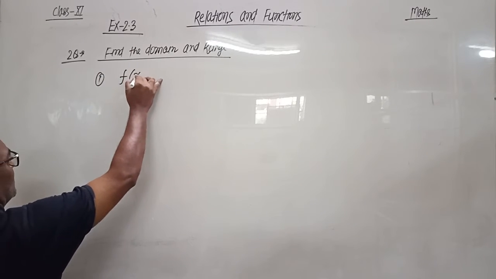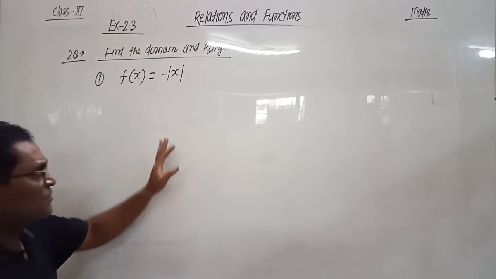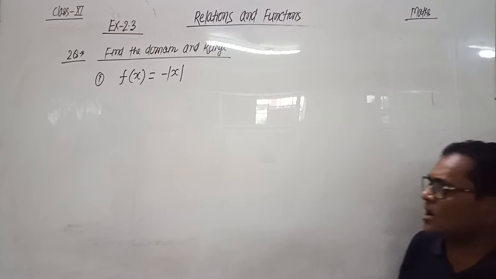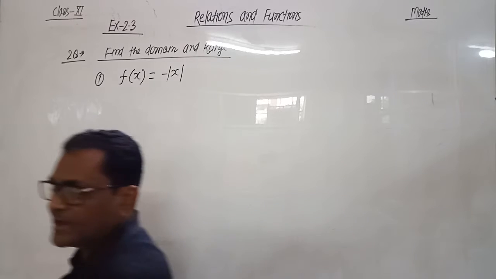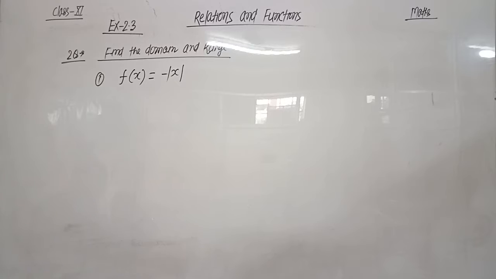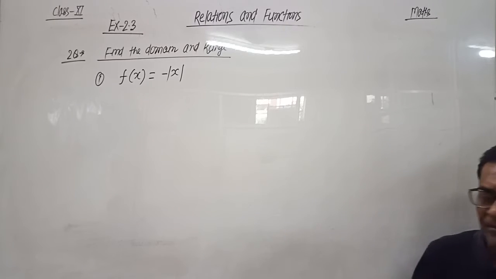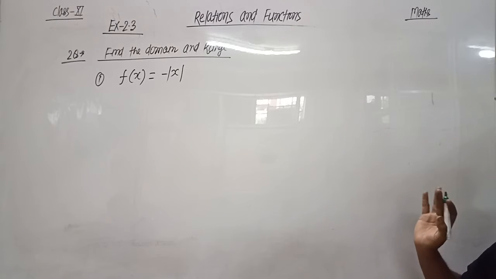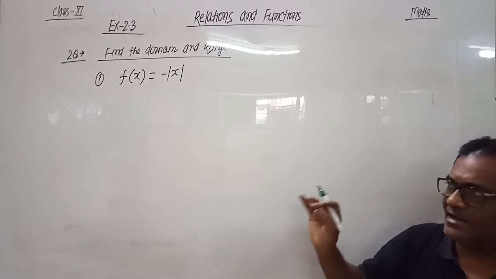First is f(x) equals minus of mod x. So for finding the domain, we have to observe what value of x we can take. What value of x we can take. x की हम क्या क्या वैल्यू ले सकते हैं. So we are free to take any values of x, any real number. We are studying about the real function. So we can take any real number of x, whether it is positive, whether it is negative. So we are free to take any value of x.